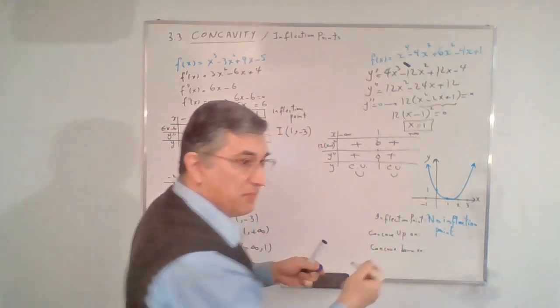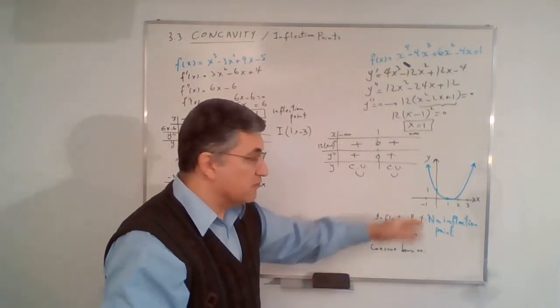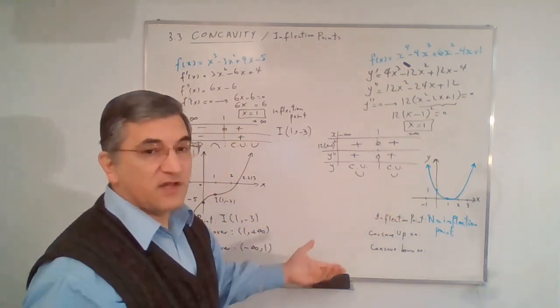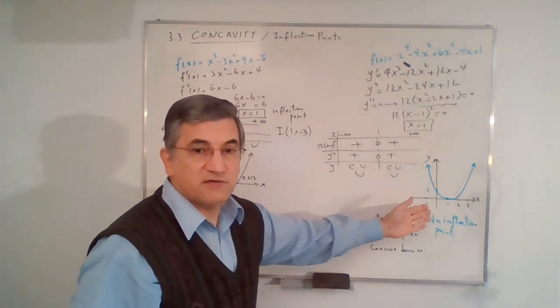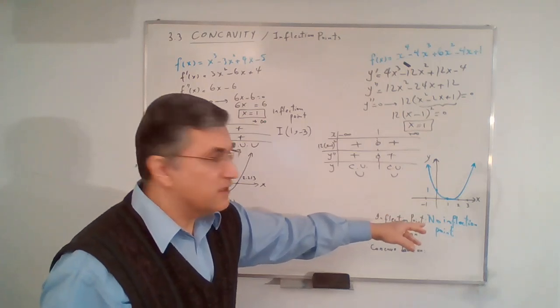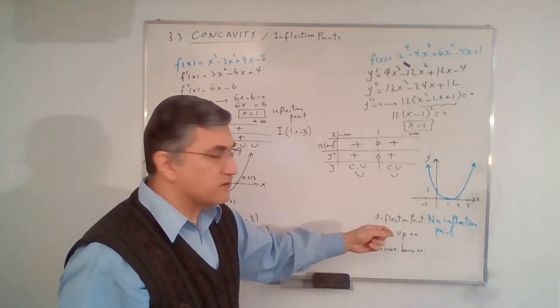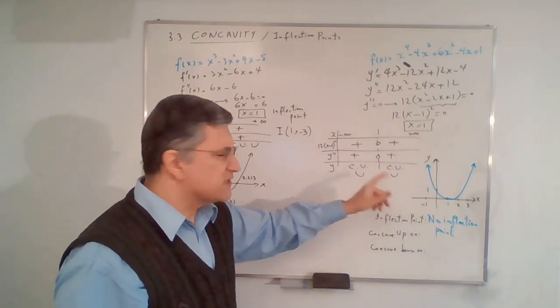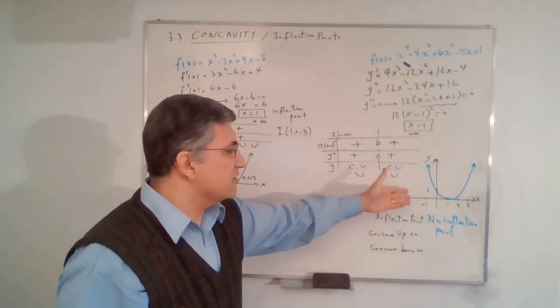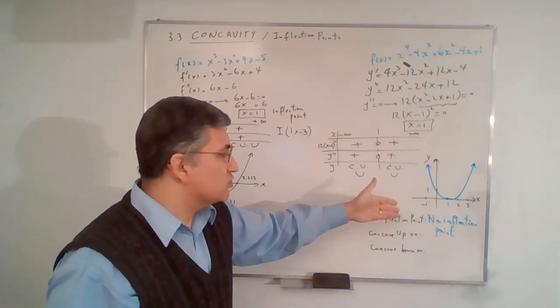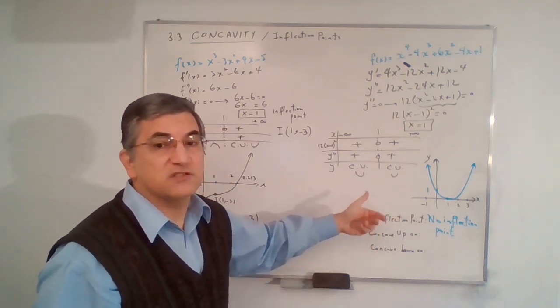And that point at the bottom, which is a minimum point, it is not an inflection point because clearly the graph is concave up before and concave up after. The second derivative didn't change its sign. The graph didn't change its concavity. So how can I call this an inflection point? It is not.